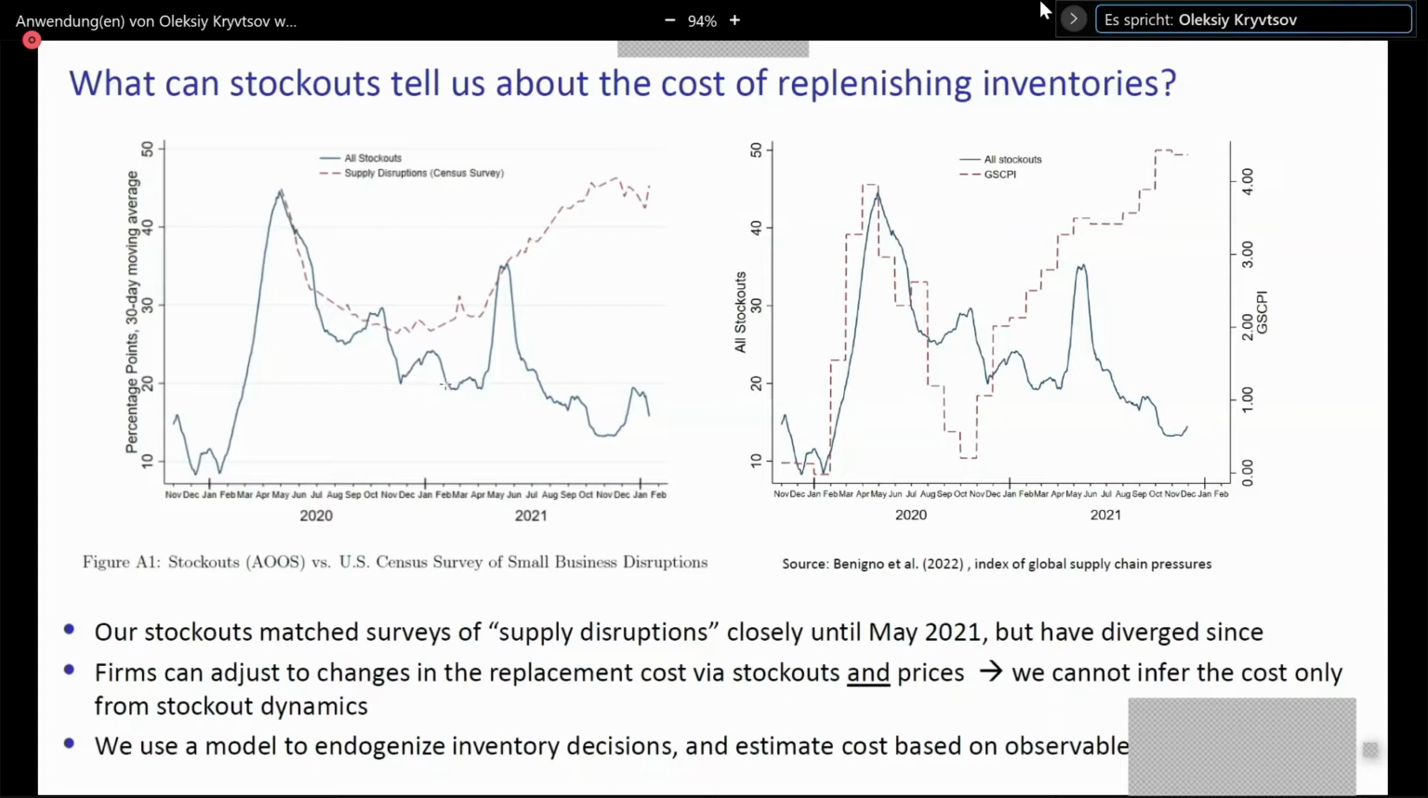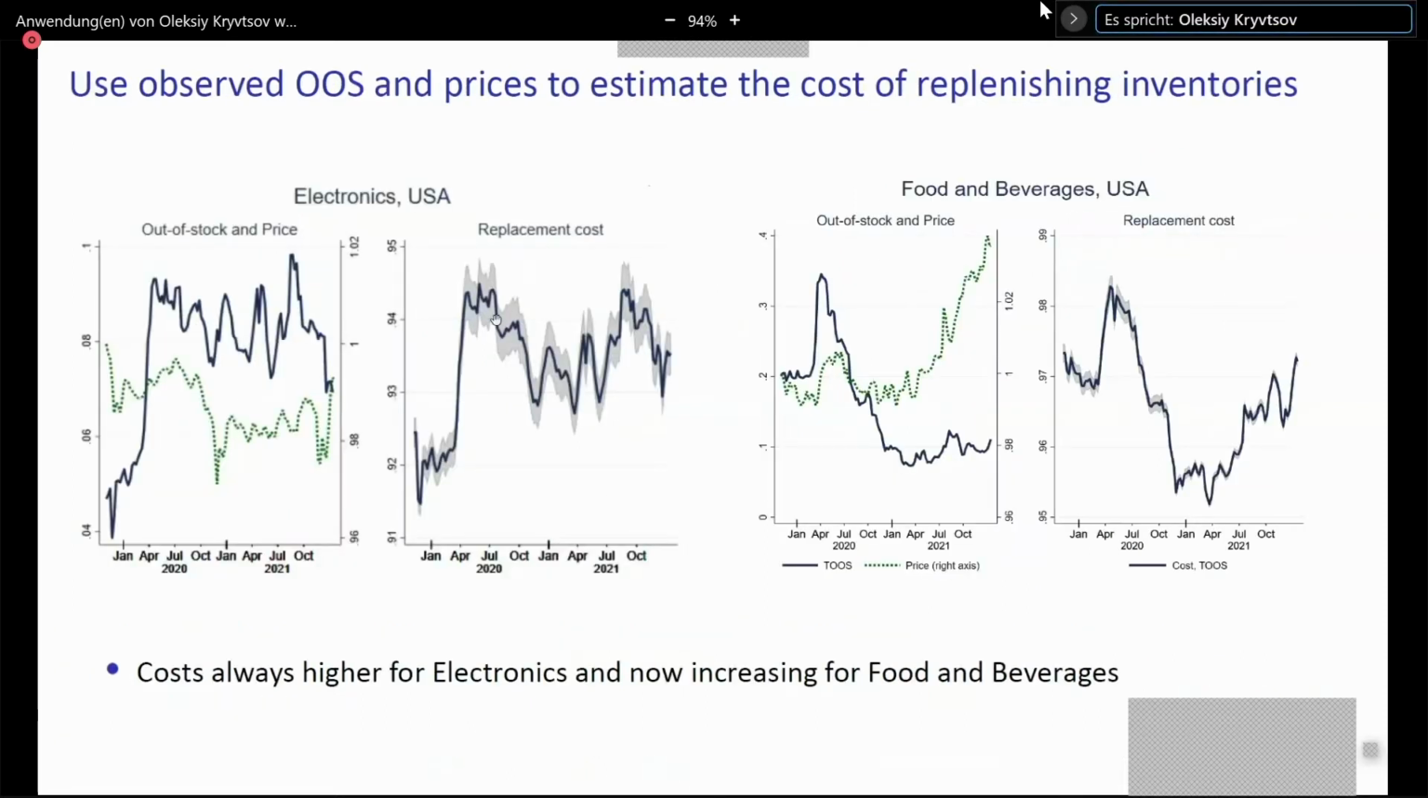Later, the second decision that firms can make in response to elevated costs is to start raising their prices. If they raise their prices, they help curb demand and keep the level of stockouts low. We build a model that explains these different decisions about how retailers pass through the elevated costs, and we can construct for each sector the estimated cost of replenishing stock. You can see here examples of estimated cost.